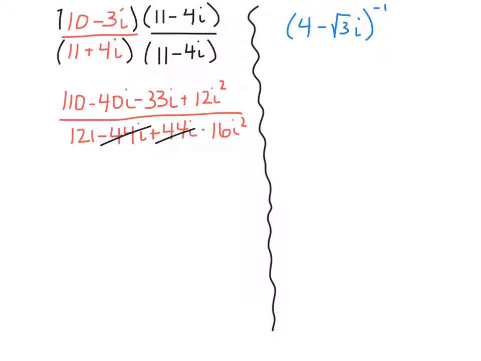All right, cleaning up the top. This plus 12i squared is really minus 12. So I'm going to have 110 minus 12, and that's going to give us 98. And cleaning up the i terms, we'll have minus 73i.